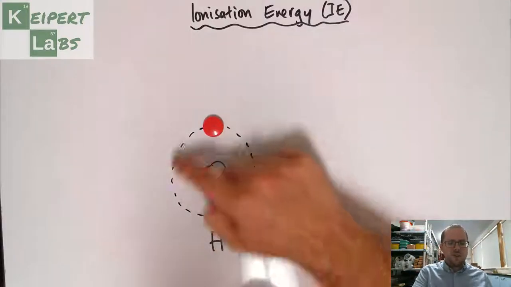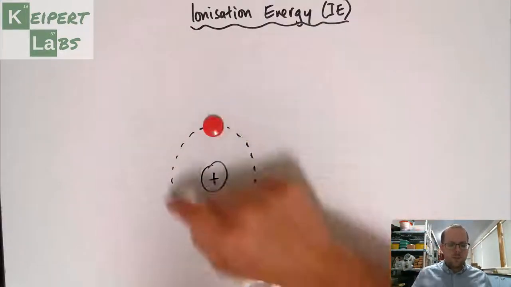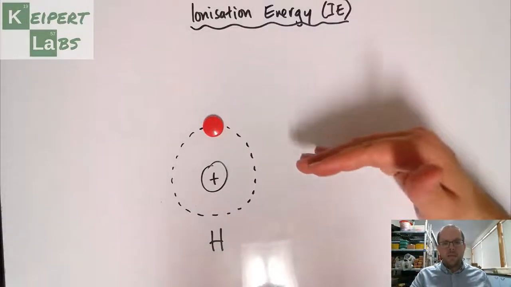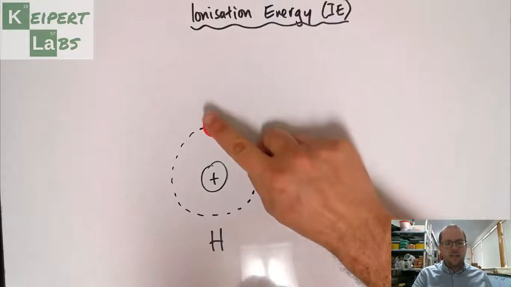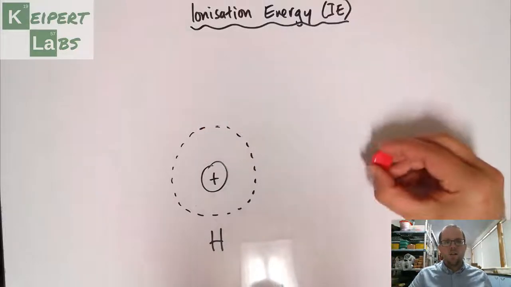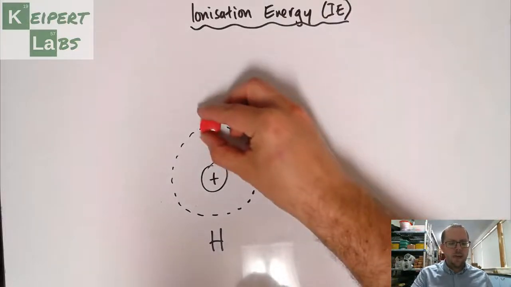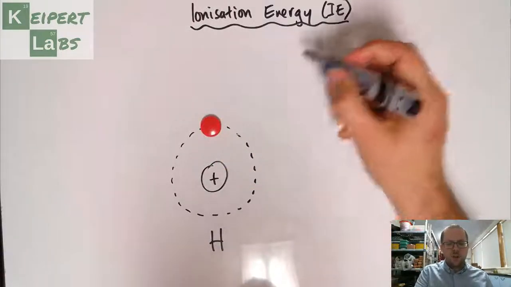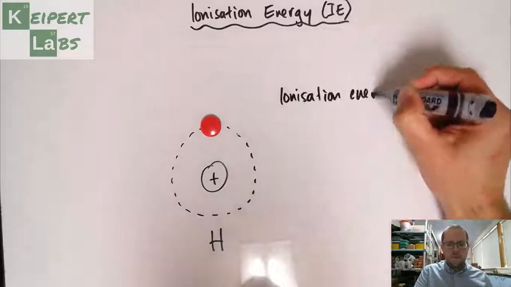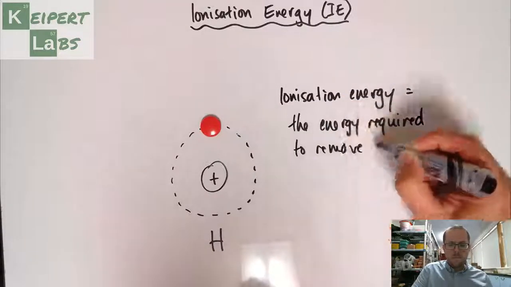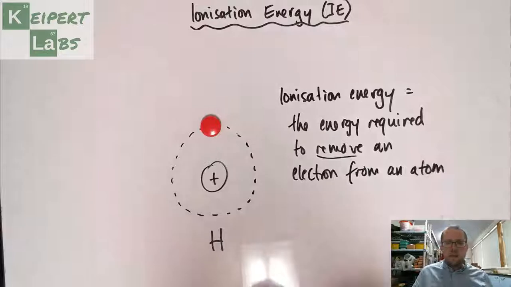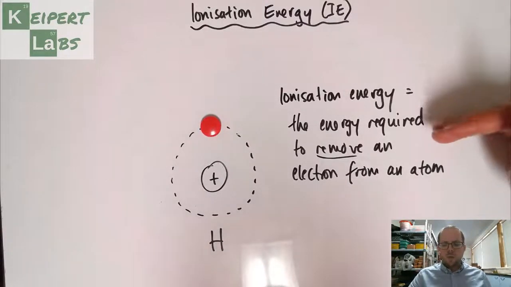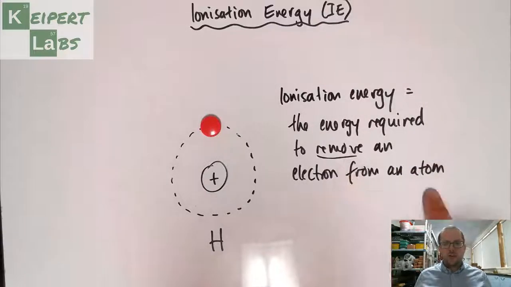Okay, so the hydrogen has this one electron that orbits around the outside. And one of the properties that we can measure about atoms is how easily this electron can be stripped away from that hydrogen atom to leave it as a positive ion. This measure we call ionisation energy. So here's the definition that we're working with: it's the energy required to remove an electron from an atom.